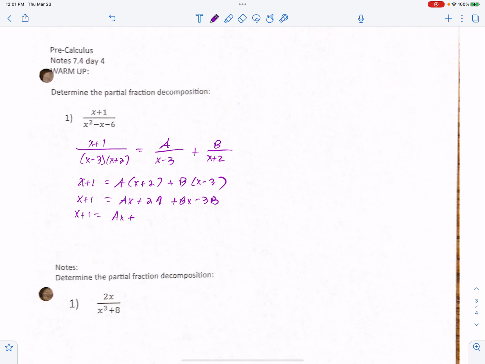So we have an Ax plus a Bx. And then the constants will be the 2A and the minus 3B. And if I pull out the x, the coefficient of x is A plus B. And then the constant's 2A minus 3B, which gives us the system A plus B equals the coefficient of x, which is 1. Again, that is because the coefficient here of x is 1, and the coefficient of x has to be A plus B.